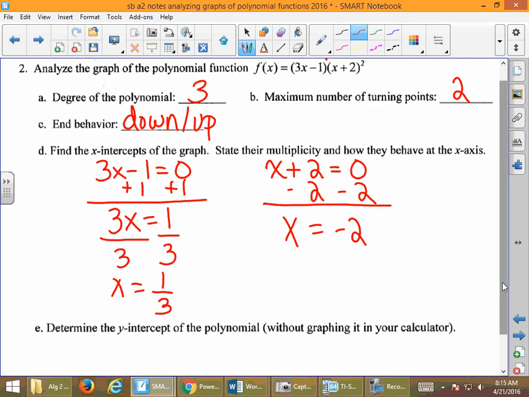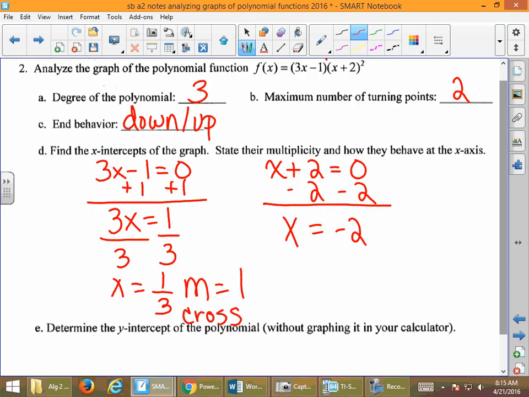What's our multiplicity on our root of 1/3? Do we cross or do we touch? When our multiplicity is odd, we cross. For those of you who were absent earlier this week, that was our highlight in our earlier class this week. Over here, our root is x equals -2.